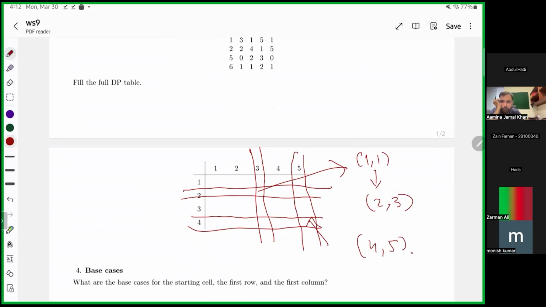Sir, I had a question. Sure. Okay, so if you're going from 1 1 to 2 3, then there's more than one way of going to 2 3, right? So which one of the ways would you mention?